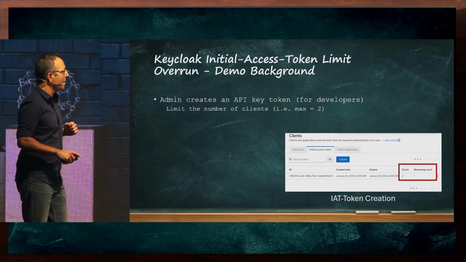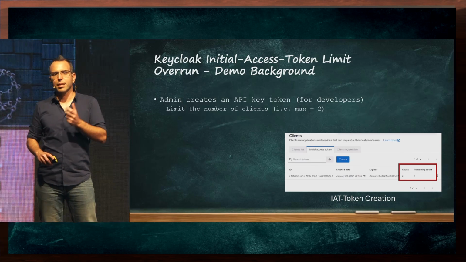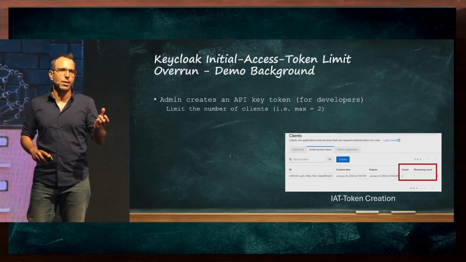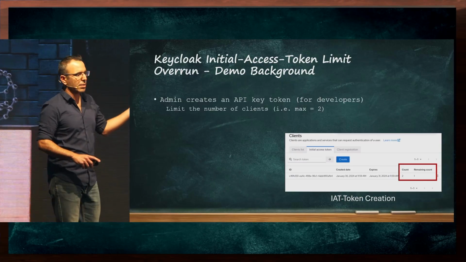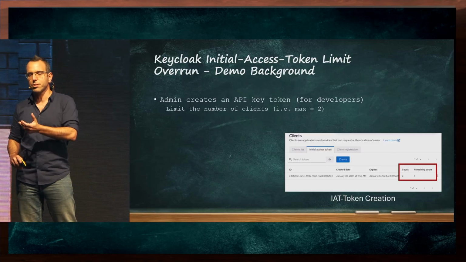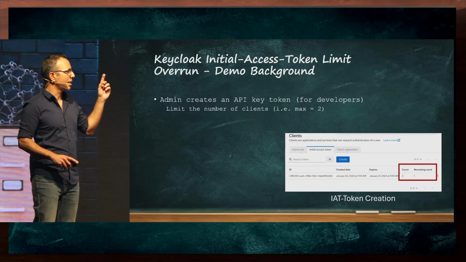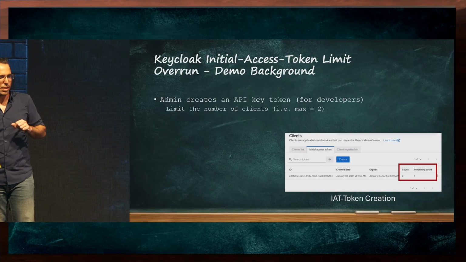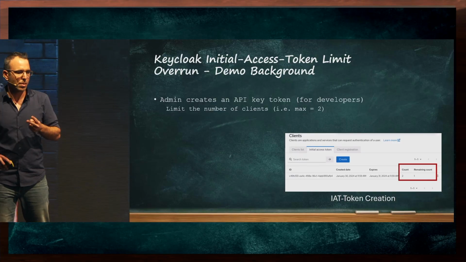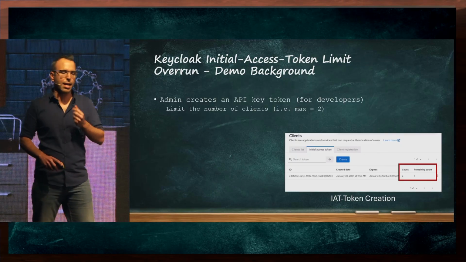We'll start with some background for this demo. In Keycloak, an admin can create API tokens for developers. The developers later use this API token to create client applications on the system. On creation, the admin sets a maximum limit for this token. In this case, we set it to 2. It means that the developer can create a maximum of 2 clients on the system.